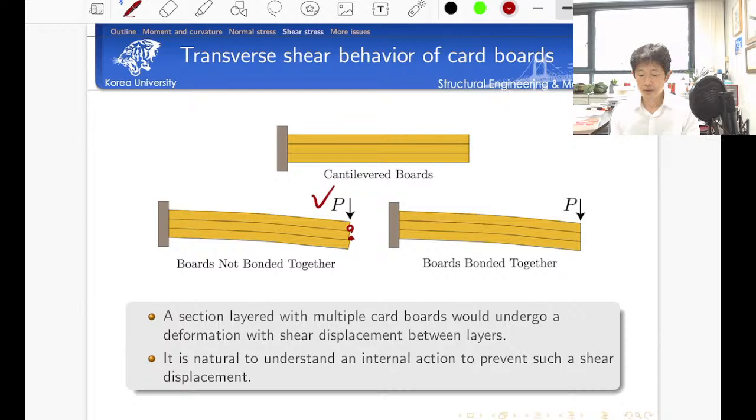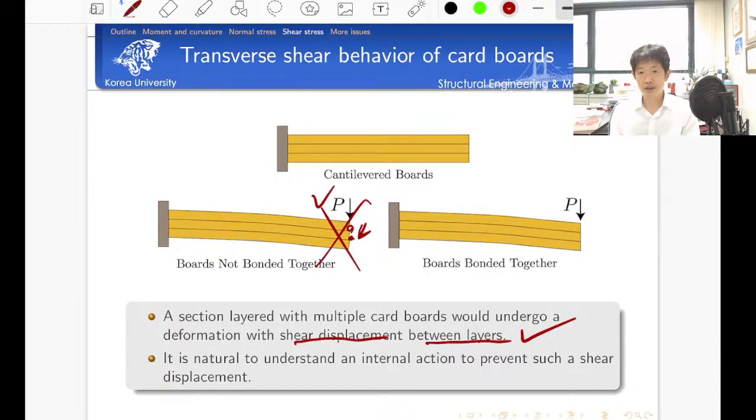Okay, so here is a summary. A section layered with multiple cardboards would undergo deformation with the shear displacement between layers. Okay, that's what I told you. But if you consider structural beam elements, there is no such interlayer displacement. Okay, there is no such situation.